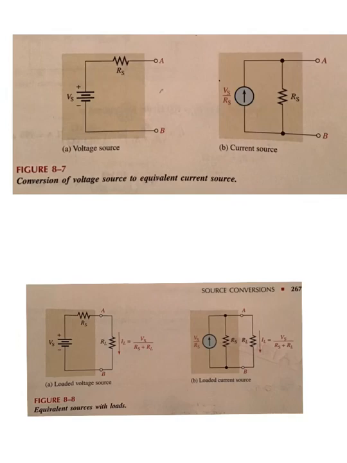Welcome back to ELE 112, Chapter 8, Section 3, which is called Source Conversions. The first few sections talk about voltage sources and current sources and how they have internal impedance. They're under the heading of circuit theorems and conversions.